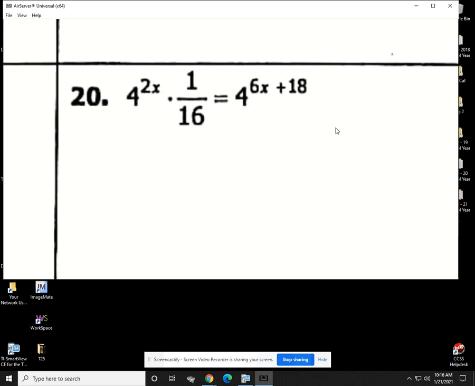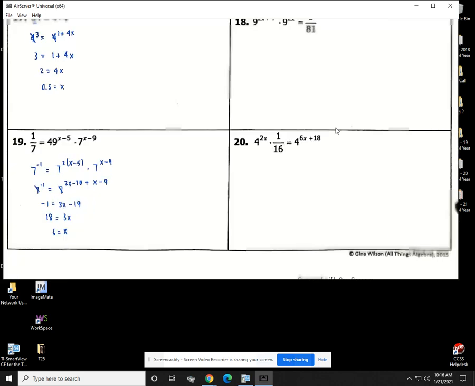So when you combine those, that'll be 4 to the 2x minus 2, because it's negative 2. Okay? You'll see that when you get to it. But I want you to see that first.